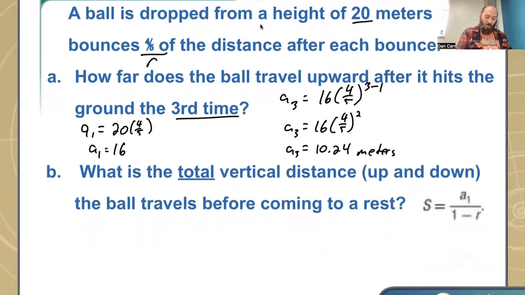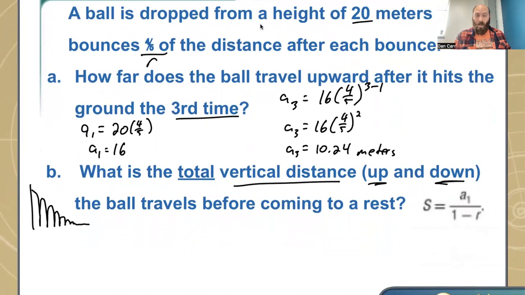What's the total vertical distance going up and down the ball travels before coming to a rest? So think about what's happening with this ball. It drops from about 20, bounces up, and it comes down, bounces up, and it's coming down. Eventually, the bouncing is going to go really low and be 0, basically. Okay? So that's what we're trying to figure out.